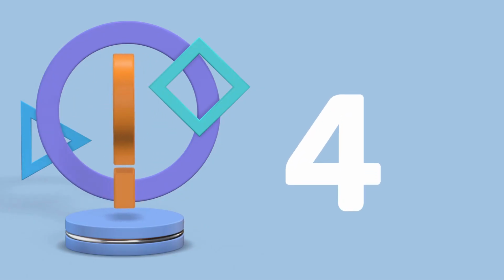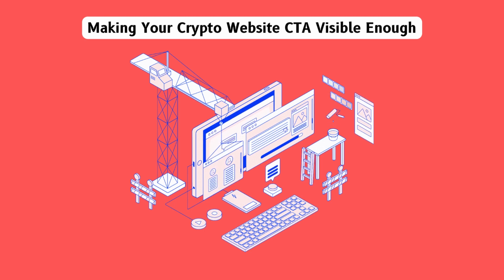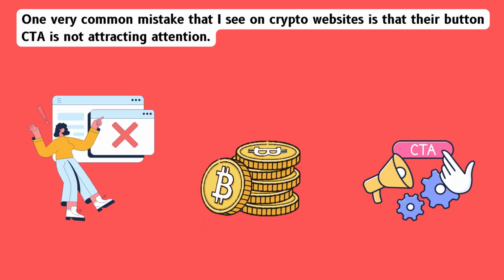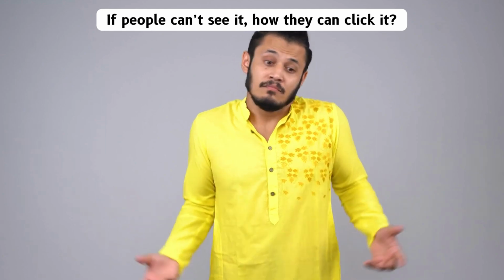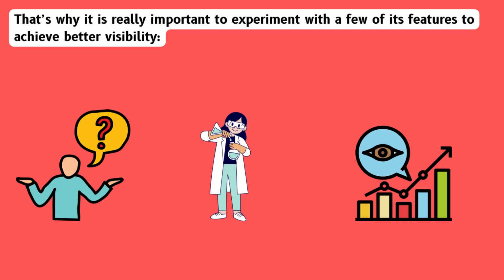Number 4. Make your crypto website CTA visible enough. One very common mistake that I see on crypto websites is that their button CTA is not attracting attention. If people can't see it, how can they click it? That's why it is really important to experiment with a few of its features to achieve better visibility.